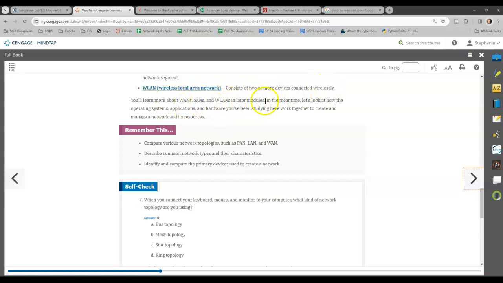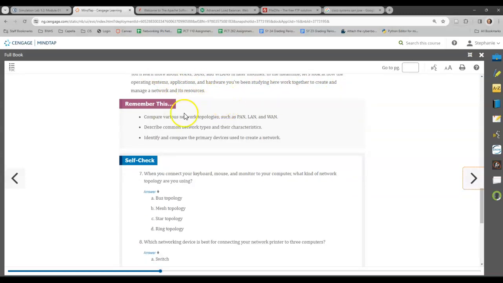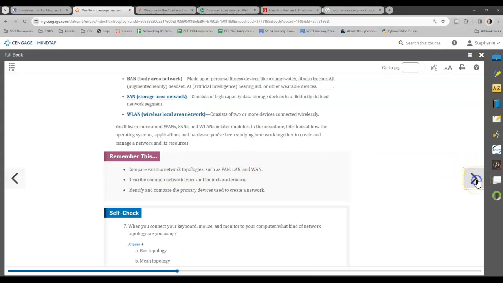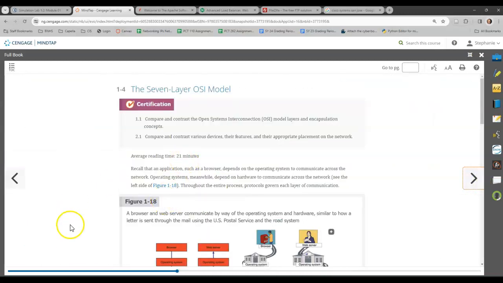We talk about each one of these again later too. This first chapter is all about giving you the basis of everything, and then going back in and talking about them in chapters coming up. All right, the OSI model, that will be the next video. So we'll go over 1.4 in the next video.